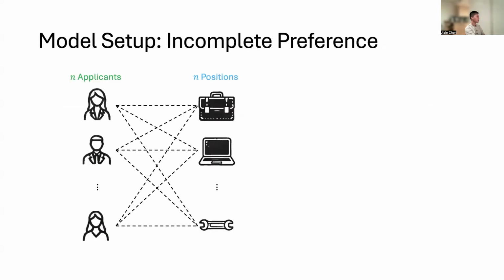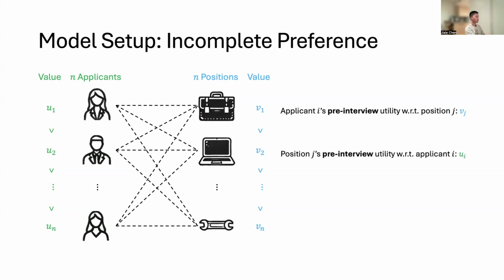Here is the model setup. There will be n applicants and n positions. Applicant i will have a publicly known value u_i, and position j will have a publicly known value v_j. Applicant i's pre-interview utility with respect to position j will be the position's public value v_j. And similarly, position j's pre-interview utility with respect to applicant i will be the applicant's public value u_i.